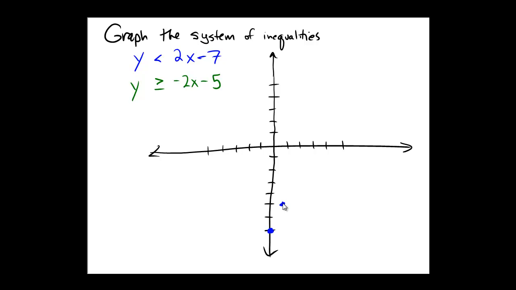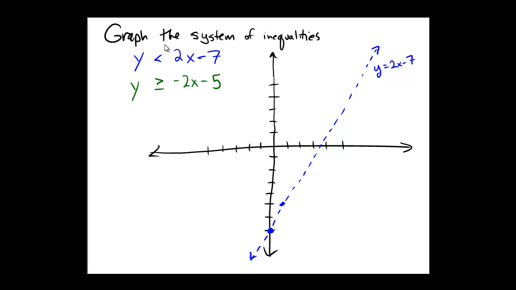Since the inequality is strict, it's less than but not less than or equal to, in the graph we will draw this with a dotted line. So our dotted line looks something like this. You gotta get me a ruler. Okay, so this line is y equals 2x minus 7.